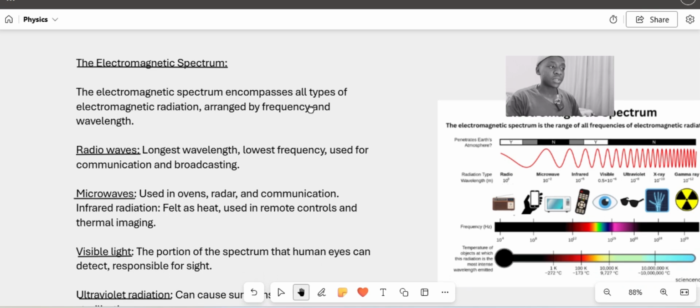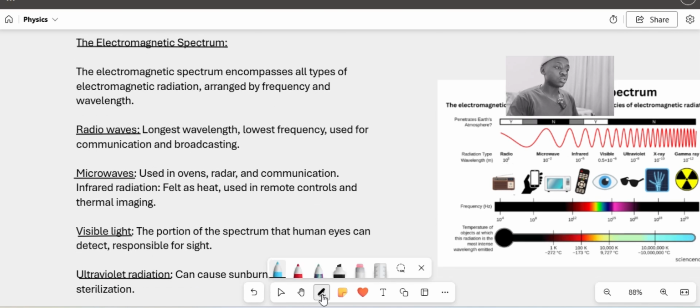So I would like to introduce you to what we call the electromagnetic spectrum. The electromagnetic spectrum is very important to know. First and foremost, I would like to introduce you to the radio waves. Radio waves consist of what? The longest wavelength and the lowest frequency.